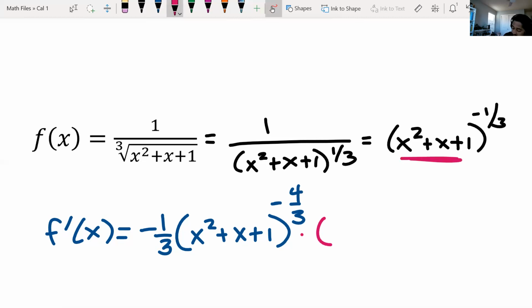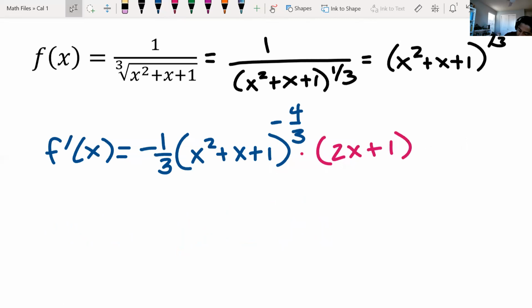It's just the derivative of the inside. What you got? Anybody want to help him out? 2x plus 1. There we go. There's your chain rule derivative: derivative of the outside times derivative of the inside. Finish it off.